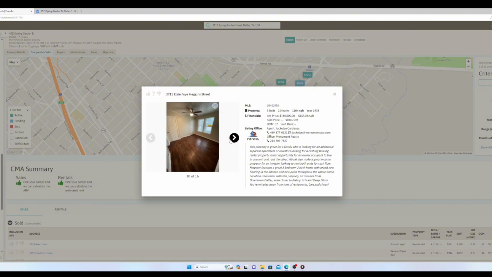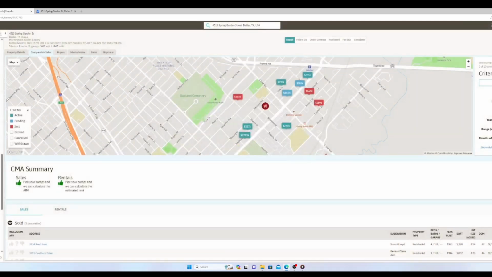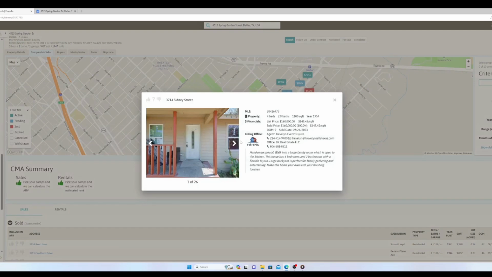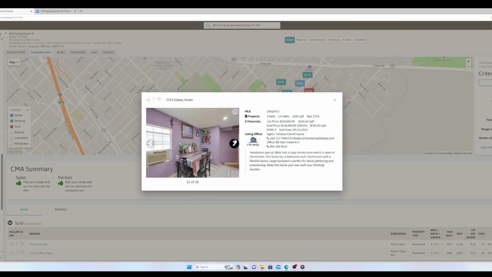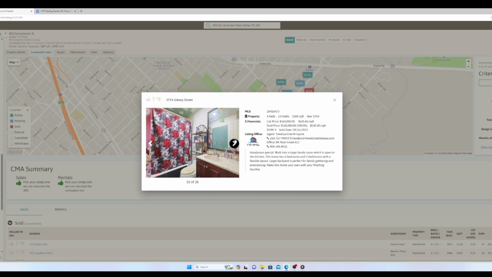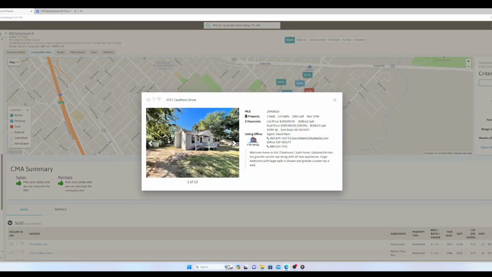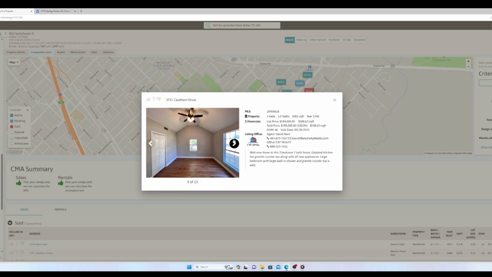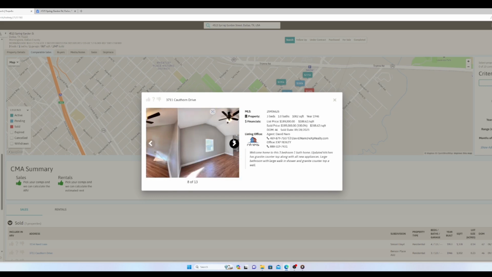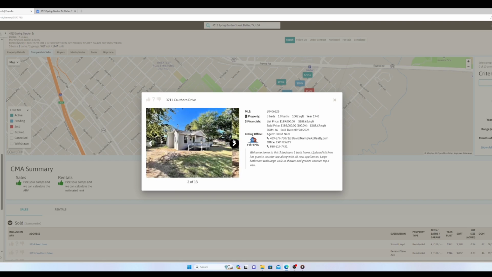Right here, you got a pending comp at 180, right? So I'm actually going to use this pending comp. Let me see this 160 comp actually. Let me see. 4-2, 1,100 square feet. 3-1, about 1,100 square feet.